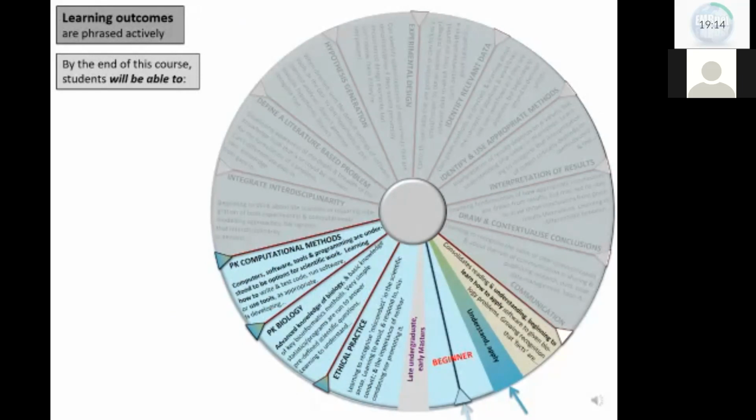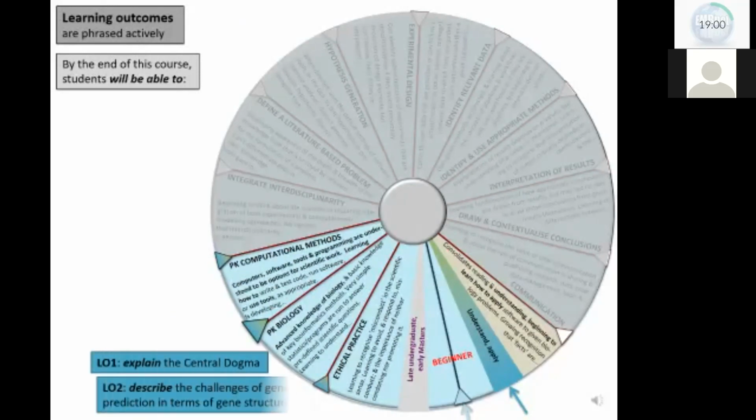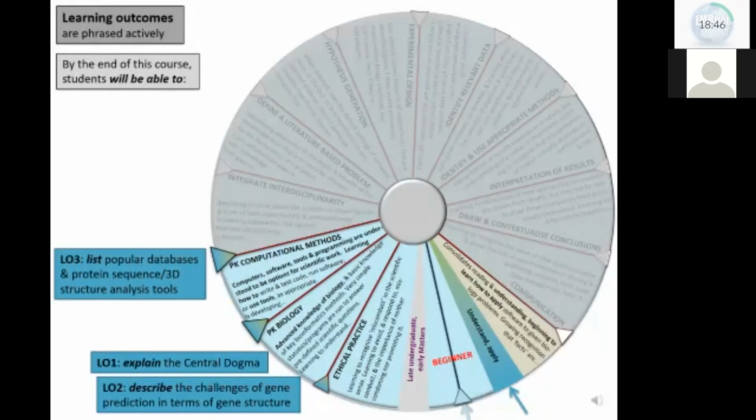apply. And learning outcomes for biology might then be, by the end of this course, students will be able to explain the central dogma or describe the challenges of gene prediction in terms of gene structure. And for computational methods, appropriate beginner level LOs might be, by the end of this course, students will be able to list popular databases and protein sequence and structure analysis tools, or search databases using BLAST or other bespoke software tools.